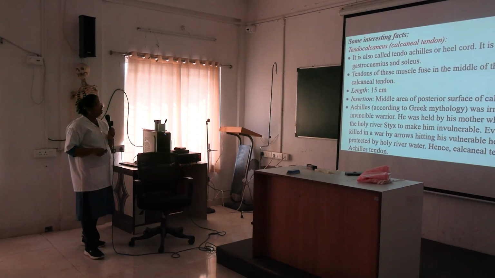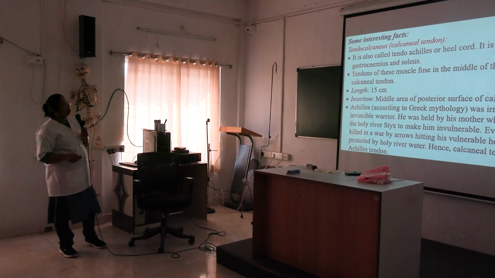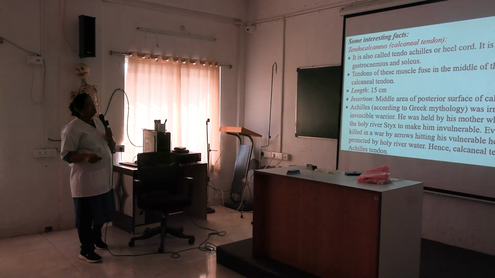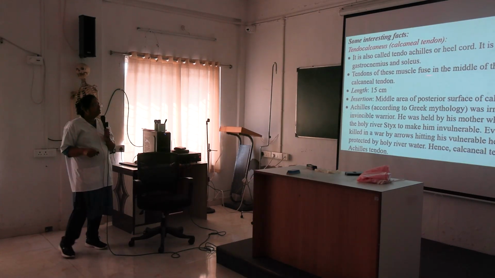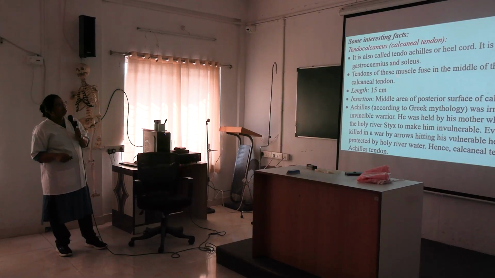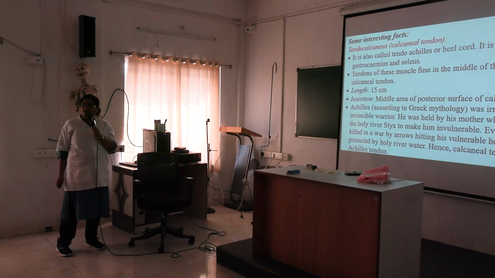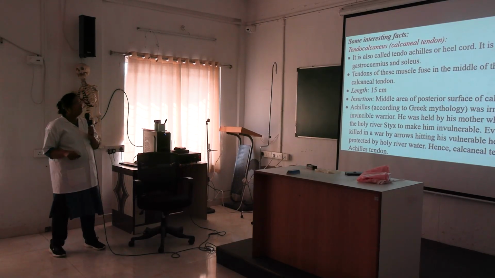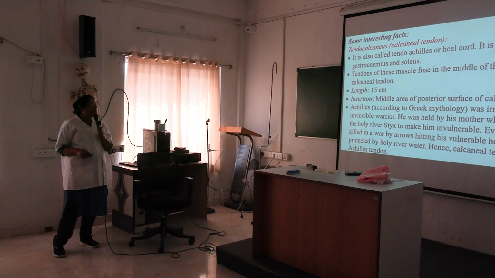Next is tendocalcaneus, also known as calcaneal tendon, also called Tendoachilles or heel cord. It is a common tendon of gastrocnemius and soleus, and tendons of this muscle fuse in the middle of the calf to form the calcaneal tendon. Length is about 15 cm. Insertion middle area of posterior surface of calcaneum.